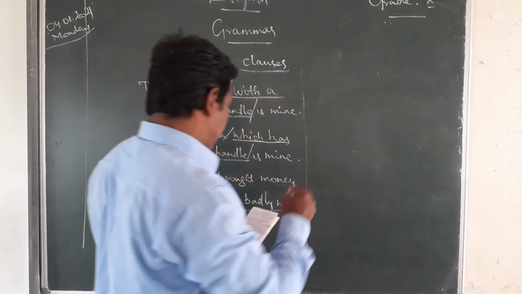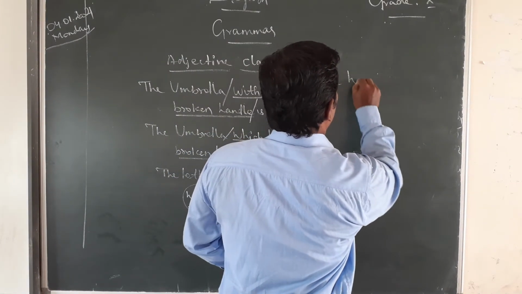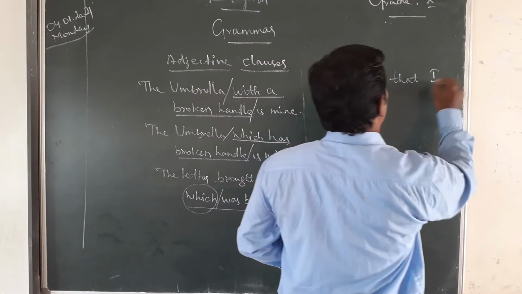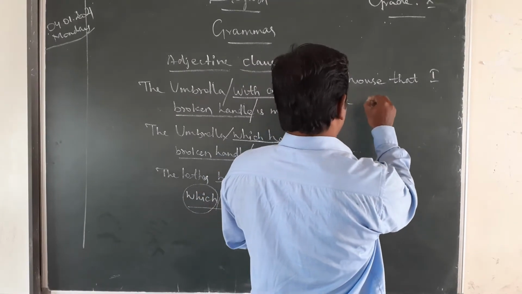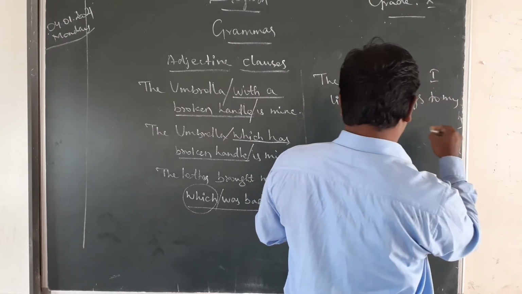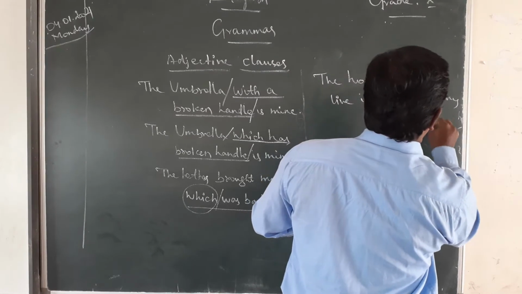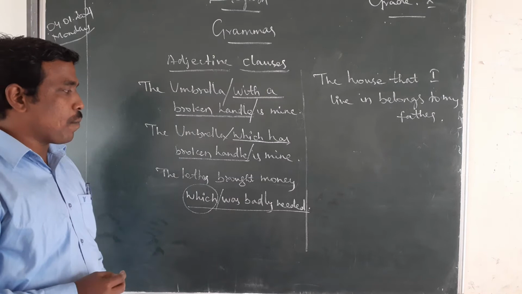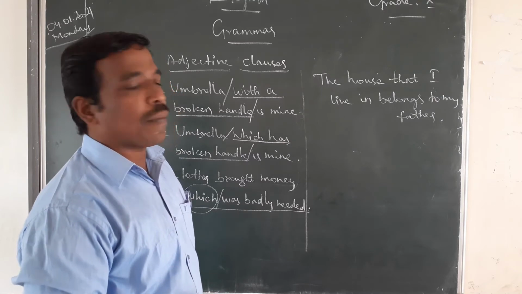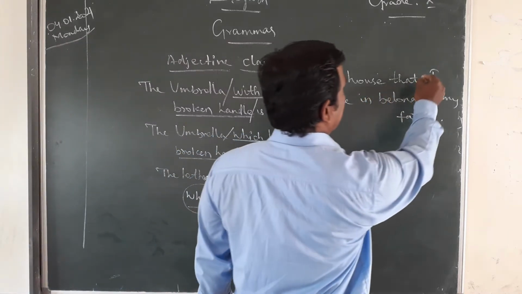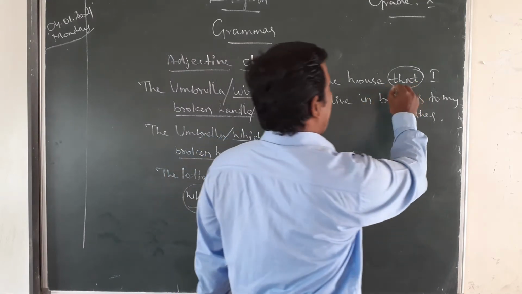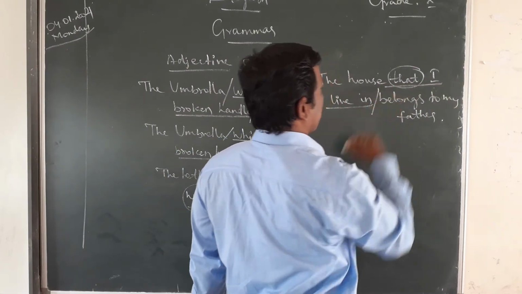Next one is: the house that I live in belongs to my father. First sentence: the letter brought money which was badly needed. Here, the house that I live in belongs to my father. I already told you it starts with the relative pronoun. Then, that I live in belongs to my father.